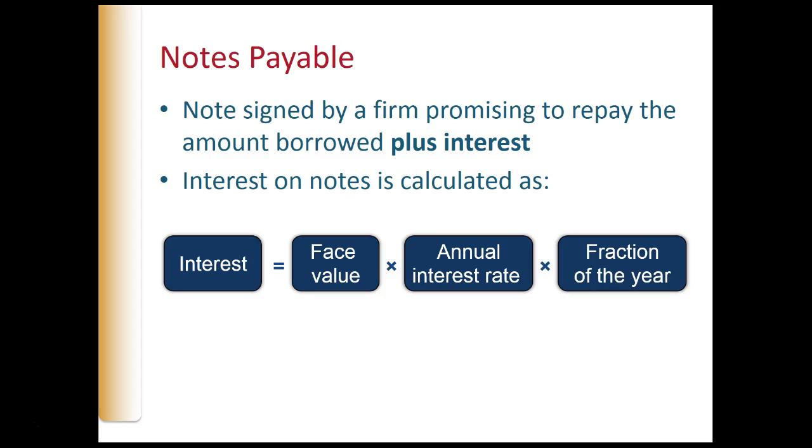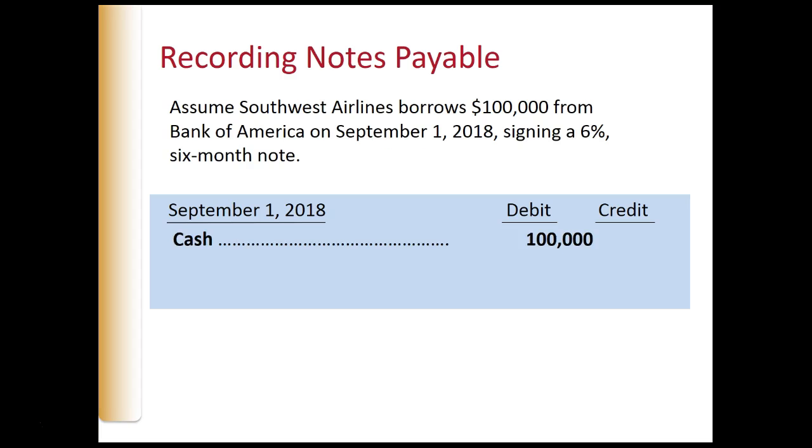Because the stated interest rate is an annual rate, when calculating interest for a current note payable, we must adjust for the fraction of the year the loan spans. So let's assume Southwest Airlines borrows $100,000 from the Bank of America on September 1st, 2018, signing a 6% 6-month note for the amount borrowed, plus accrued interest due 6 months later on March 1st, 2019.